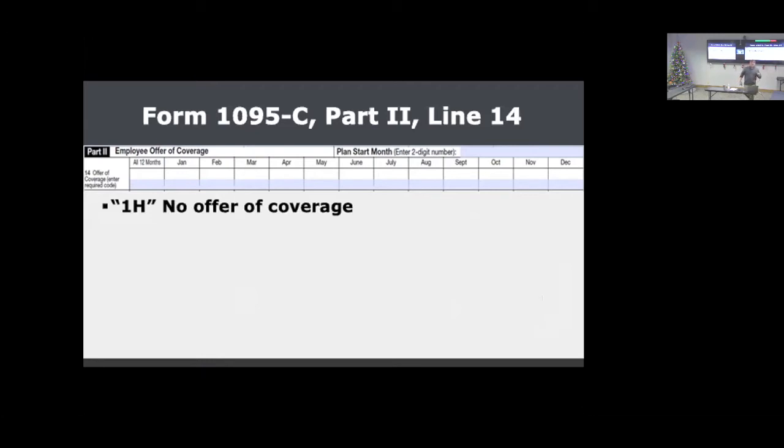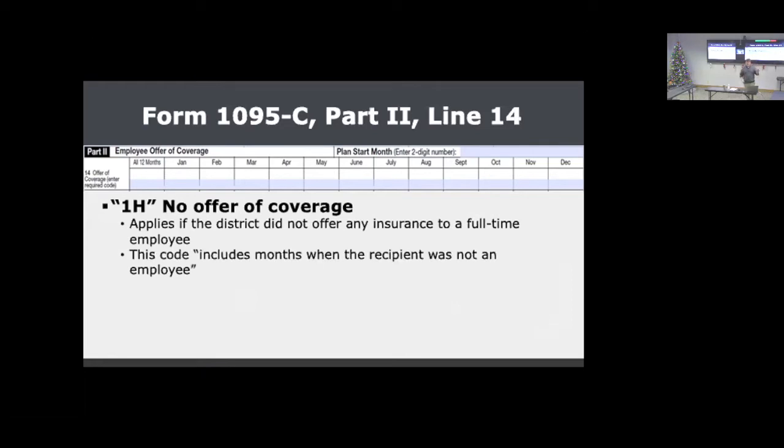1H, this is the other code that you will use fairly often, even if you're also using 1A, right? 1H is no offer of coverage for that particular month. It applies if the district did not offer any insurance and that employee was full-time in that month. This code includes months when the recipient was not an employee. So the new teacher that we hired that doesn't start until August, in January through July, if we allow them to enroll day one, or through August if they don't start till September 1st, that teacher is going to be 1H when they weren't even working here, right? They're going to be 1H from January all the way through the month where we offered them insurance.